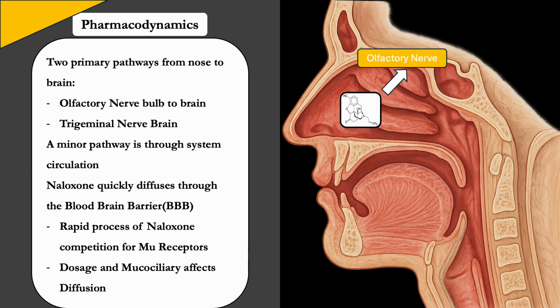As mentioned before, Naloxone quickly diffuses through lipid layers. Since it is highly soluble in lipid layers, this allows it to go through the blood-brain barrier rapidly. But of course, certain interactions and certain conditions can hamper the delivery of Naloxone to the brain.